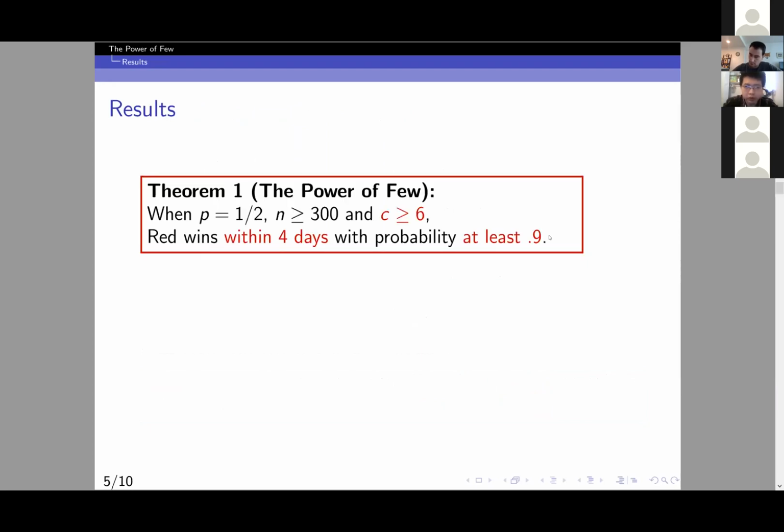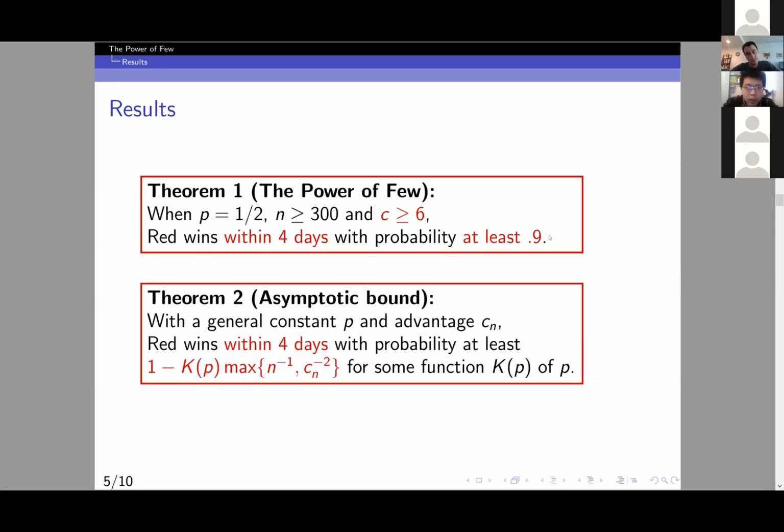When P equals 1/2, we only need to bribe 6 people for red to win with probability at least 90%. And it only needs 4 days to win. And for general P and C, where P is a constant, the chance that red wins will be bounded from 1 by a function of P times the maximum of 1 over n, 1 over C squared.